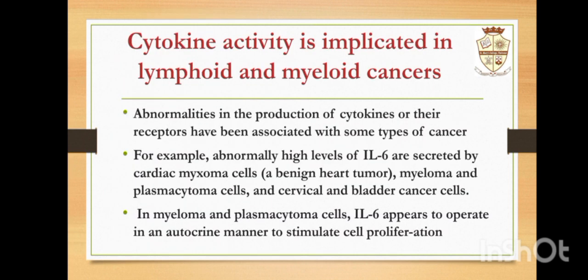Last topic is that cytokine activity is implicated in lymphoid and myeloid cancers. Abnormalities in the production of cytokines or their receptors have been associated with some types of cancer. For example, abnormally high levels of interleukin 6 are secreted by cardiac myxoma cells, myeloma and plasmacytoma cells, and cervical and bladder cancer cells. In myeloma and plasmacytoma cells, interleukin 6 appears to operate in an autocrine manner to stimulate cell proliferation.